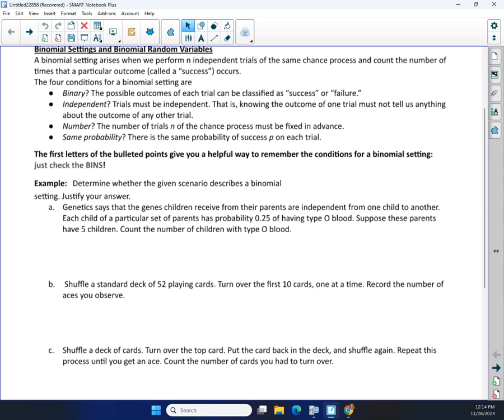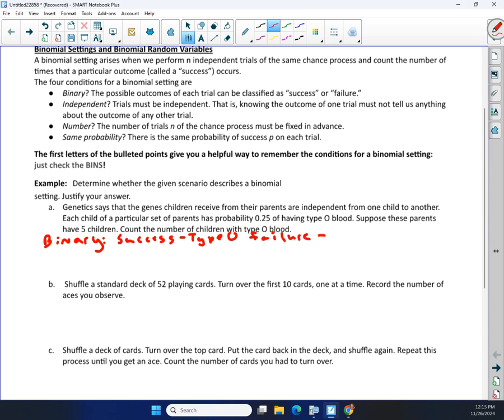Genetics say that the genes children receive from their parents are independent from one child to another. Each child of a particular set of parents has a probability of 0.25 of having type O blood. Suppose these parents have 5 children. Count the number of children with type O blood. So let's start checking BINS. Binary. Are there two outcomes, success, failure? So yes, the success would be type O. A failure would be not type O.